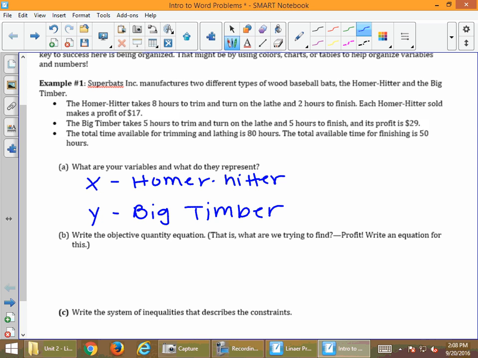Figure out your variables. Your second step, write the objective quantity equation. Lots of big words. It's literally an equation that's representing the profit. Really easy equation to make. You're just using that f of x, y equation, and you just look back at your information. How much do they make off a homer hitter? $17. So you just do 17x because x is representing the homer hitter. Plus, how much money did they make off of big timber? 29. So we would just say 29y.